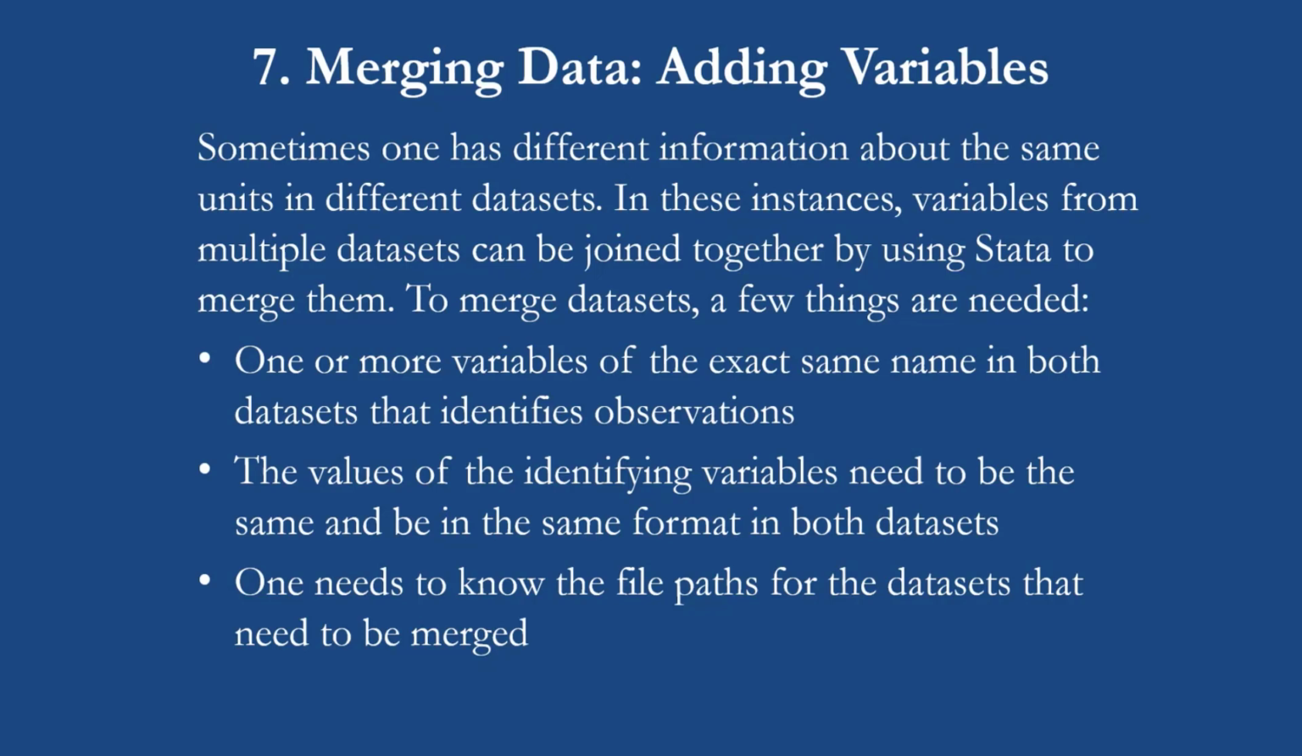But to do that, so you can save a lot of time, but to be able to merge data, you need a few things. So you need one or more variables of the exact same name in both data sets that identifies your observations. So that would be something like a student ID number, a school ID number, something that links them together across both data sets. The values of those identifying variables have to be the same and in the same format.